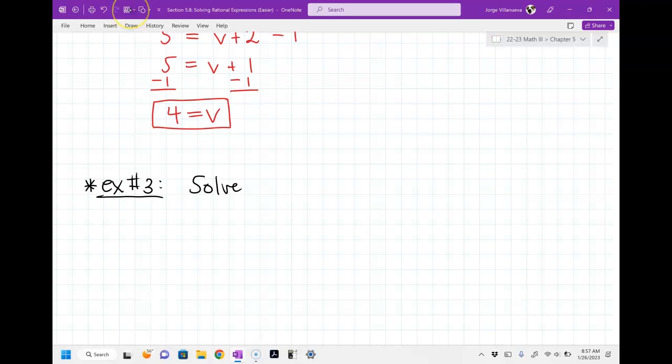So here we go. Next problem. Let's go with this one. 3 over 2x plus 5 over x equals 5x minus 1 over x squared.